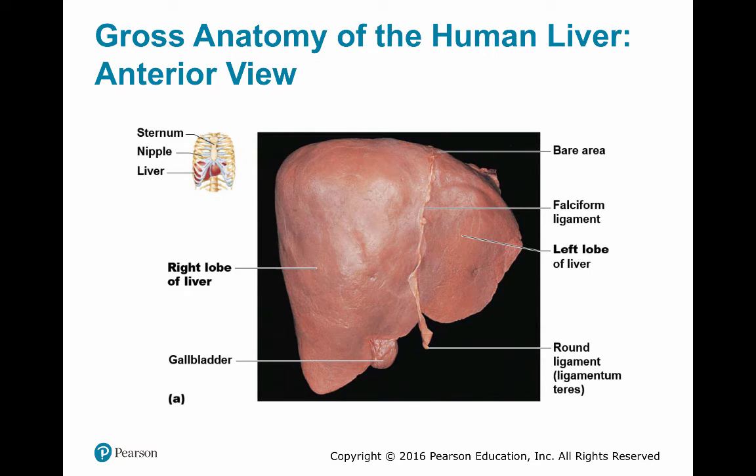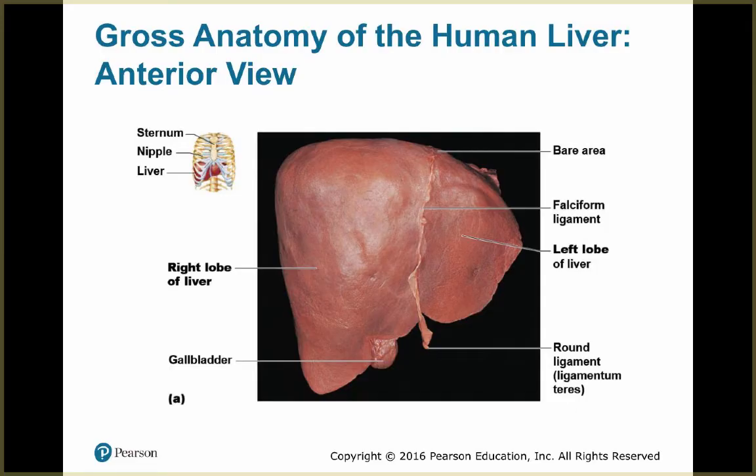So let's look at the gross anatomy of the liver really quick, and we're going to do this in class as well, right? This is the largest gland in the body. It weighs about 3 pounds. It consists of 4 lobes.